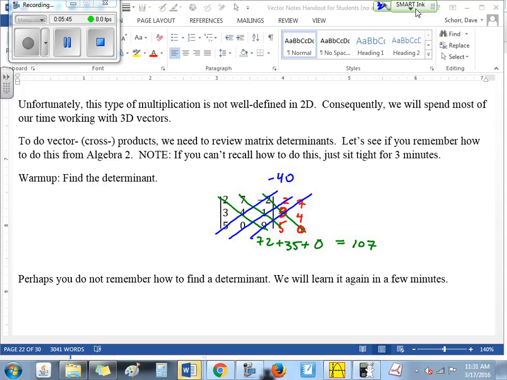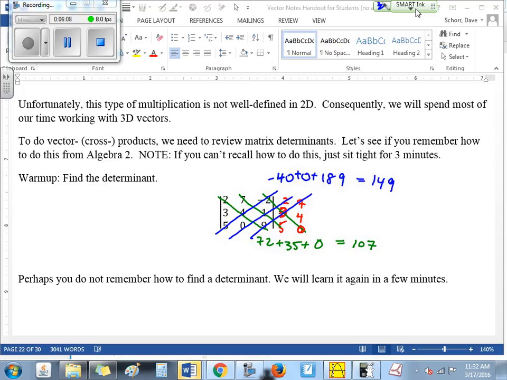Negative 40, yeah, because it's 20 times negative 2. Good. What's 0 times 1 times 2? 0. And what's 9 times 3 times 7? It's 27 times 7, or 9 times 21 is probably the easier way to think of it. 9 times 21, so 189. Okay. And then we add those three blue numbers.